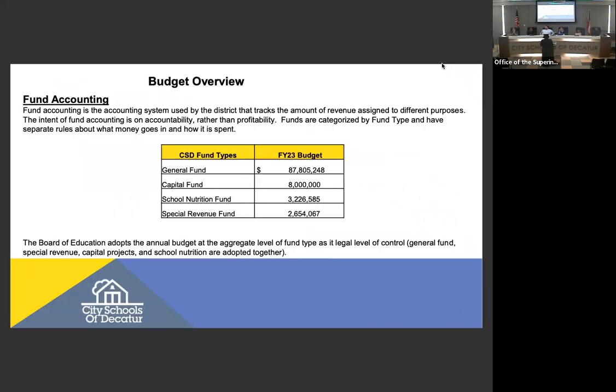The district uses fund accounting to track the amount of revenue assigned for different purposes. Assigning revenue by fund provides more transparency and accountability. General, capital, school nutrition, and special revenue are the funds the district operates under. The Board of Education approves and adopts the annual budget at the aggregate level of fund type. General fund is the district's primary operating account. This fund has fewer restrictions than any other fund and is the largest source of revenue and expenditures for the district.